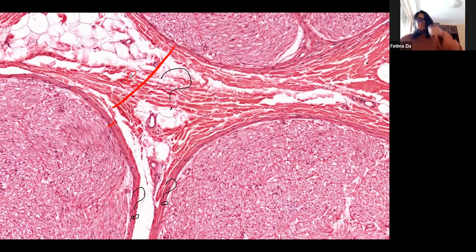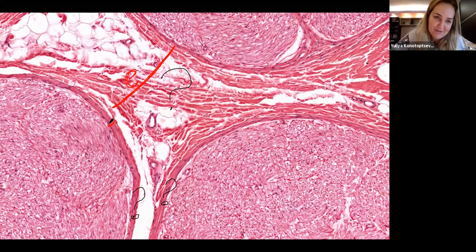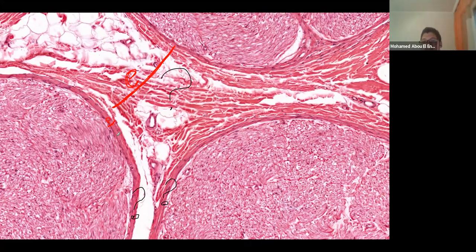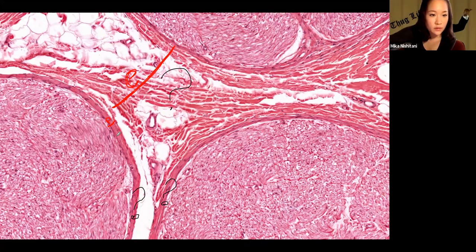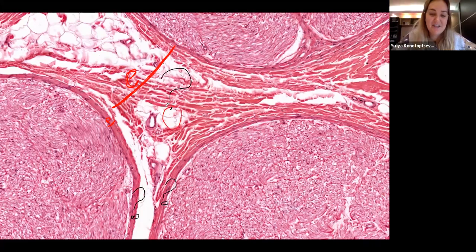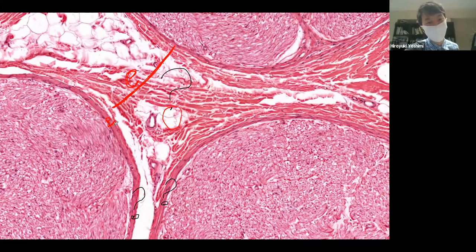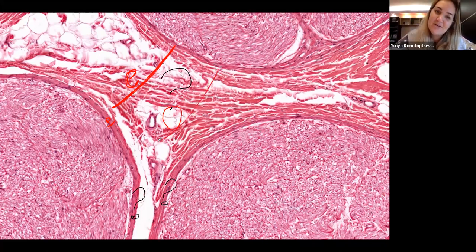This one is epi. Okay, so this one is outside. This is epi. This one is peri. Which one is darker? The peri. Peri is darker. My question is why? Because peri doesn't have fat. But fat is white. I see your point, Mika. Okay, so no. Because it's dense connective tissue? If it is denser, it should be darker, but you see that it is lighter. So epi is lighter than peri.